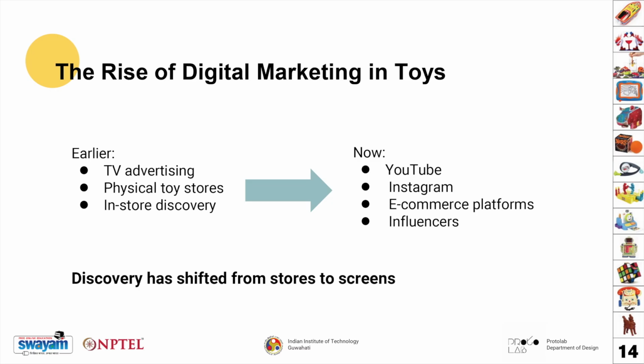Discovery now happens largely through digital platforms such as YouTube, Instagram, and e-commerce websites. Children and parents encounter toys online before they ever see them in a physical store. This shift means that the first interaction with a toy is often visual, digital, and mediated through screens. The way a toy is presented online can strongly influence whether it captures attention and generates interest.